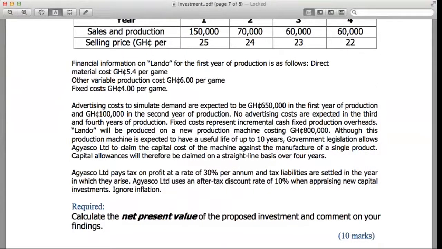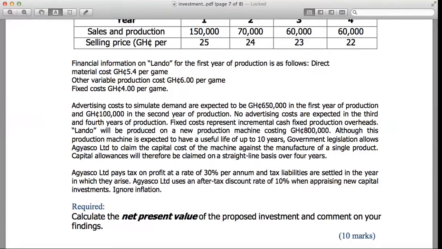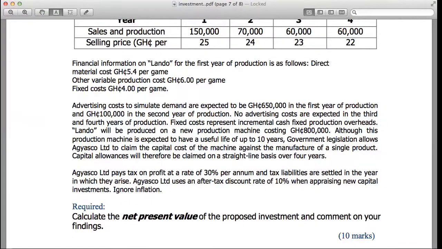Required: calculate the net present value of the proposed investment and comment on your findings, meaning should they accept it? The acceptance criteria will be: accept the project with positive NPV. If the NPV is positive, accept it. If the NPV is negative, reject it. That's a single project. But with multiple projects, accept the project with the highest NPV.